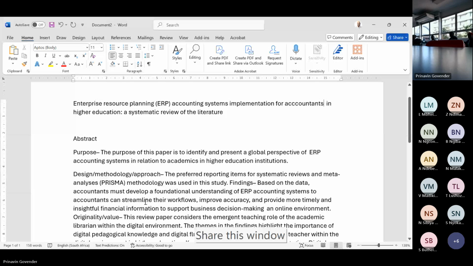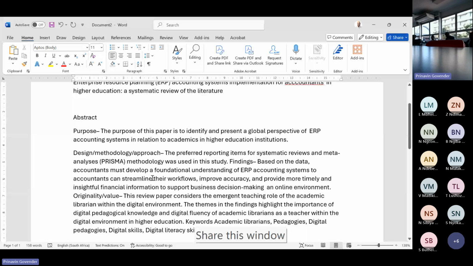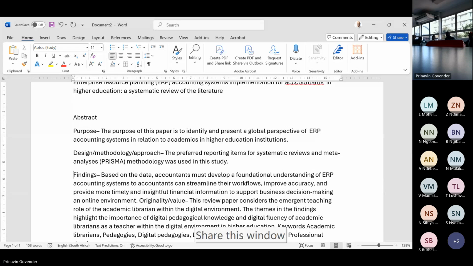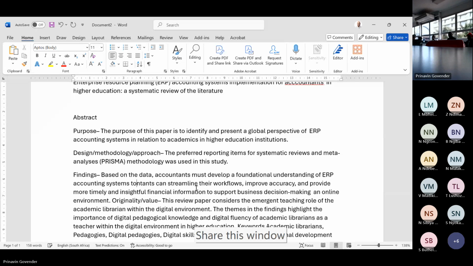The purpose is to design the preferred reporting method for findings. We already came up with a conclusion, by the way. Based on the data, accountants must develop a foundational understanding of ERP accounting systems to streamline their workflows, improve accuracy, and provide more timely and insightful answers, and to support business decision making.